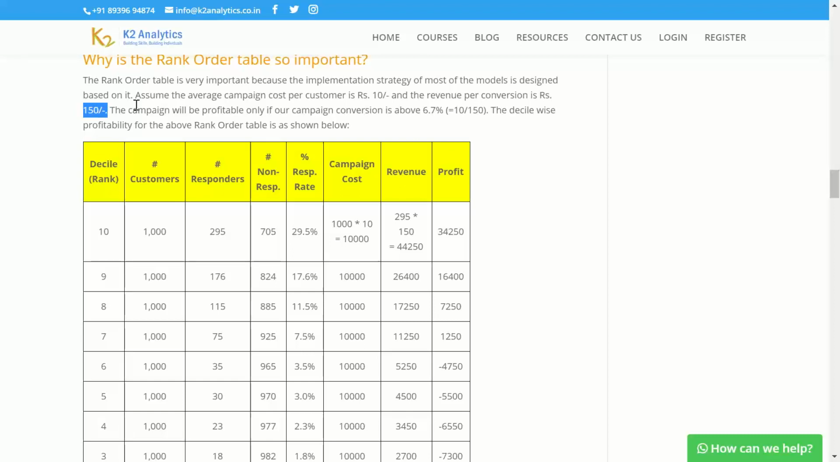So with these numbers, let us now try to see whether it is profitable to do the campaign and in which deciles it is profitable.